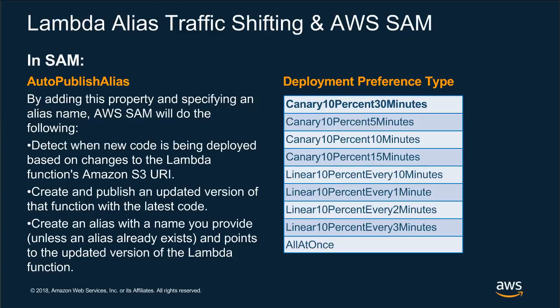So you get to define what the deployment preference type is. You get to define what the alias is that you're caring about. And again, the alias is what you will have your invocating service be mapped against.